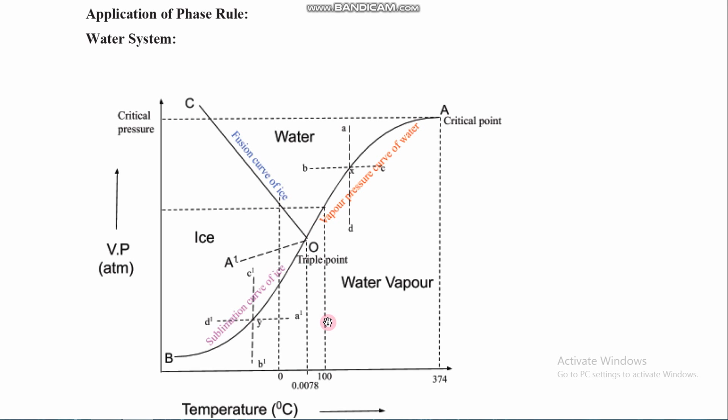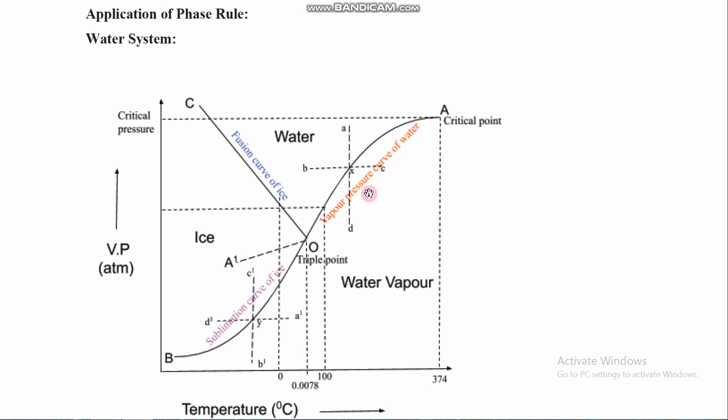The first curve we consider is the OA curve. It represents the equilibrium between liquid water and vapor water. This curve is known as the vapor pressure curve of water. When we apply the phase rule, F is equal to C minus P plus 2, where F is degree of freedom, C is the component, P is the phase.